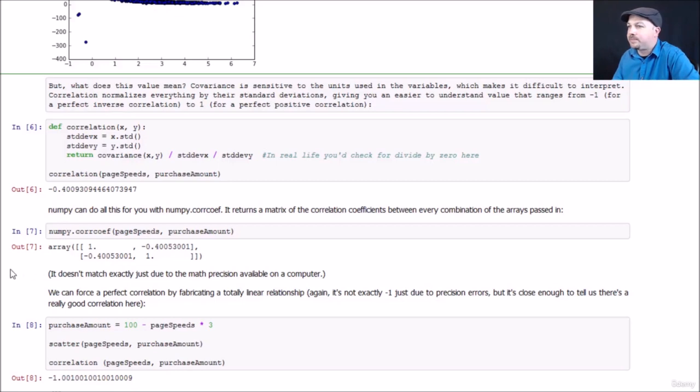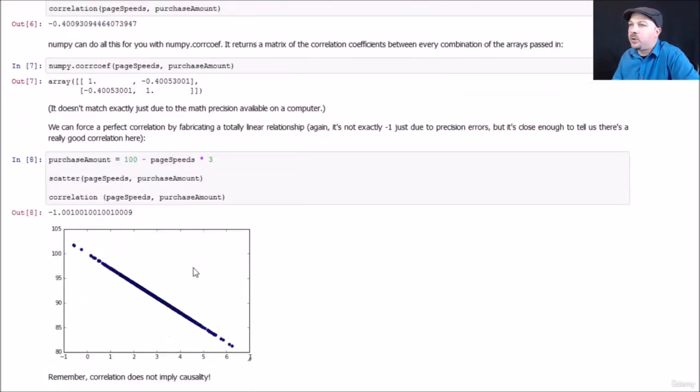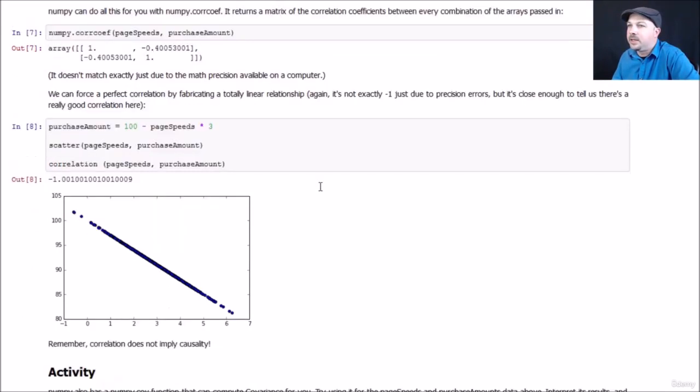that's not really important. Now, we could force a perfect correlation by fabricating a totally linear relationship, and that's what we did in this example. And again, here, we would expect the correlation to come out to -1 for a perfect negative correlation. And in fact, that's what we end up with.